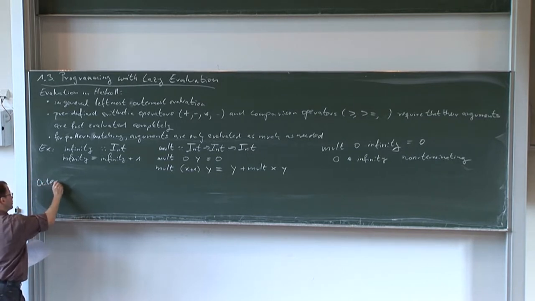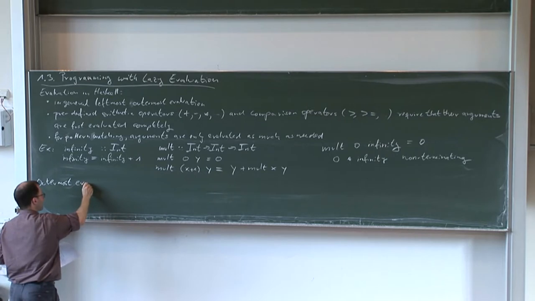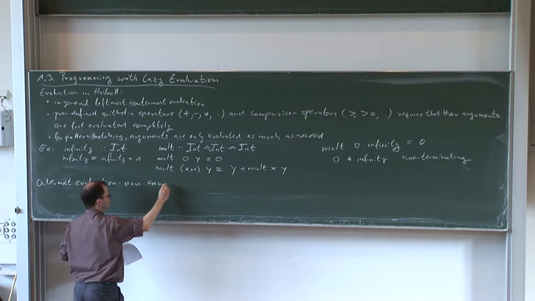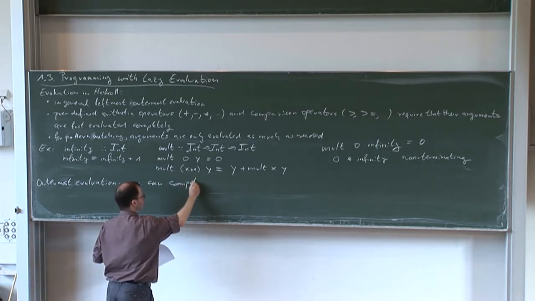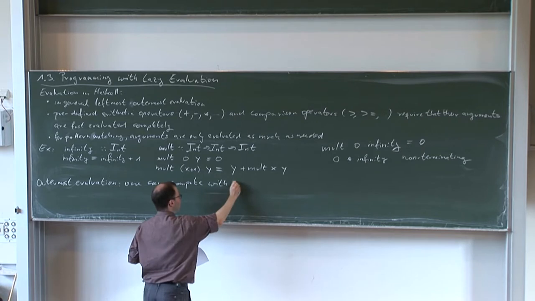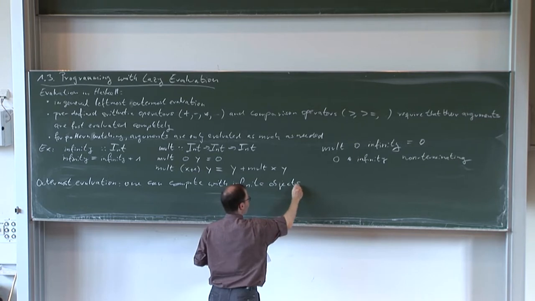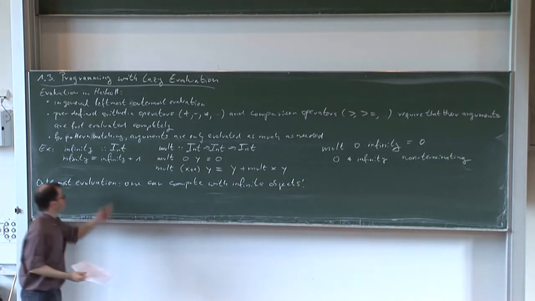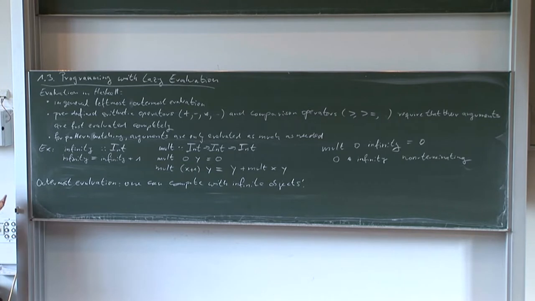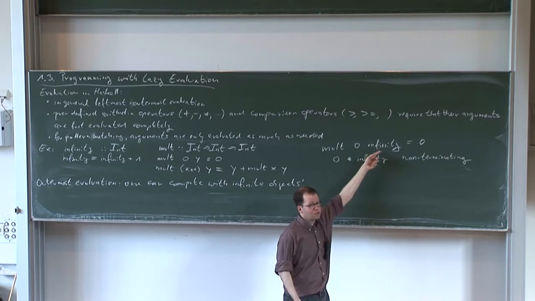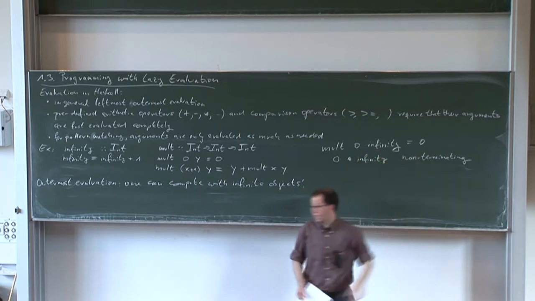So one of the big advantages of lazy evaluation, so outermost evaluation, means one can actually compute with infinite objects. And you can already see this here. So this infinity is an infinite object. It's a number which is infinitely big. Nevertheless, you can compute with it. For example, here, we compute with it. We can have expressions which contain this thing, and nevertheless, they give a result.